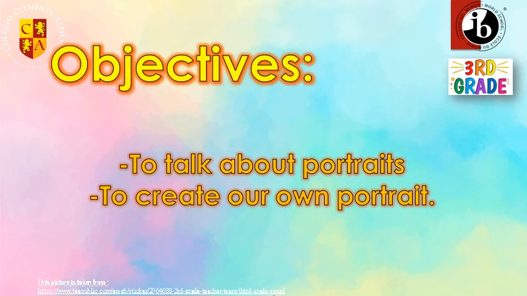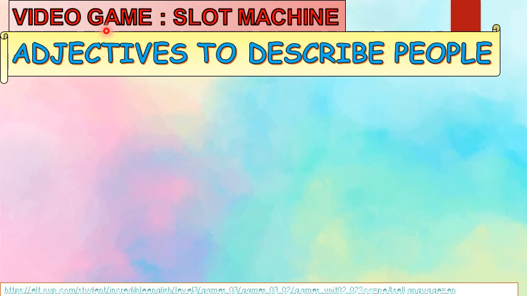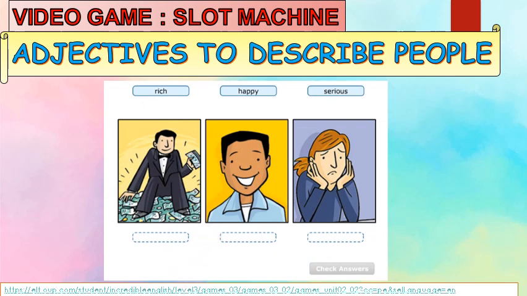Objectives: to talk about portraits, to create our own portrait. Okay, let's see, what do we have? Video game. Let's play this video game. Remember, the link is at Cubicle in this class, okay? Week number 7, class number 2, okay, at Cubicle.